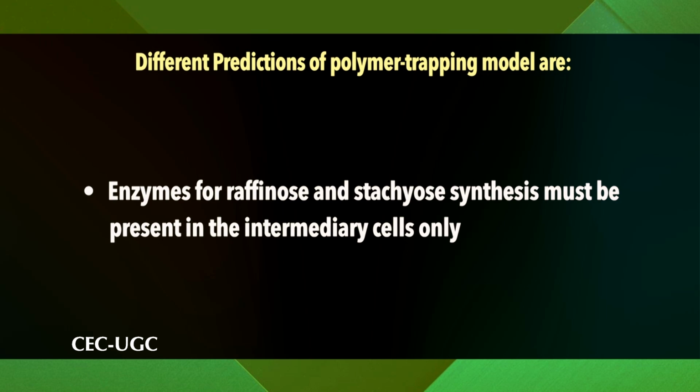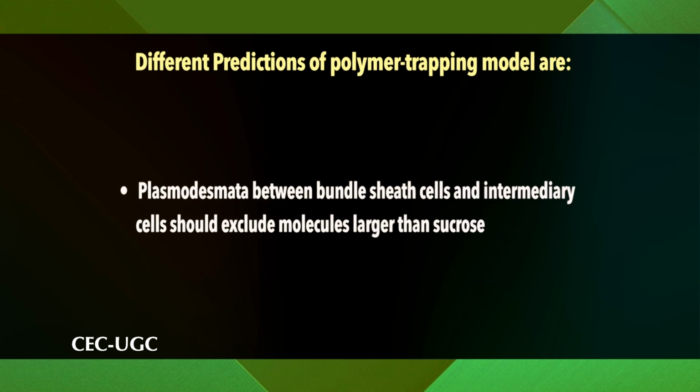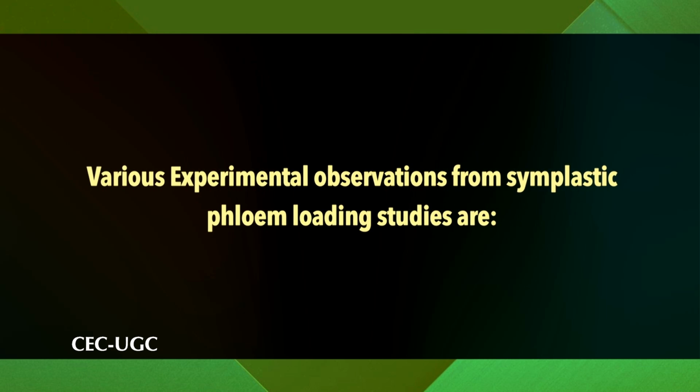Number 2, the enzymes for raffinose and stachyose synthesis must be present in the intermediary cells only. Number 3, plasmodesmata between bundle sheath cells and the intermediary cells should exclude molecules larger than sucrose. Various experimental observations from symplastic phloem loading studies are: most of the studies are in support of the polymer trapping model.